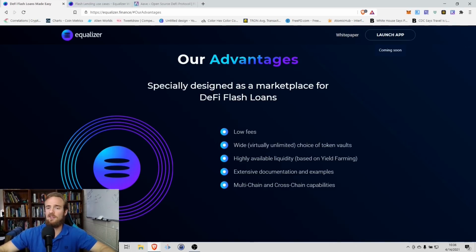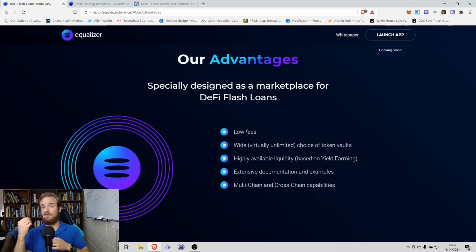So they are specifically designed as a marketplace for DeFi flash loans. We talk a lot of times in economics about specialization, right? A company that does 100 different things can do 100 different things, but a company that focuses on one key aspect, one unique value proposition, is able to specialize, is able to tailor essentially their entire operation to being the very best at that service. And that's what Equalizer is going to try for.